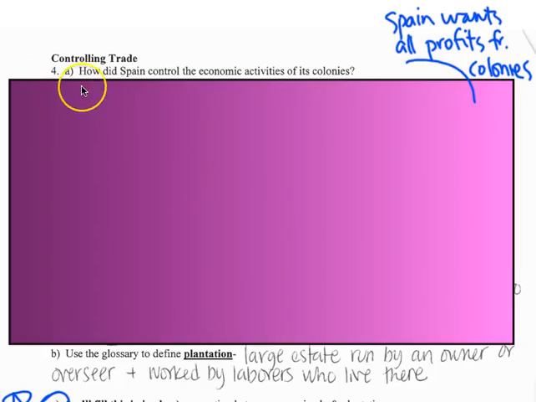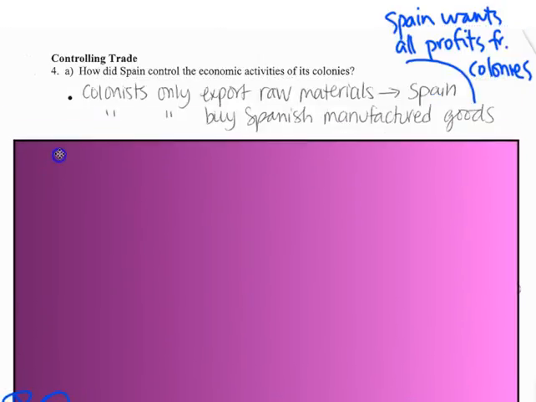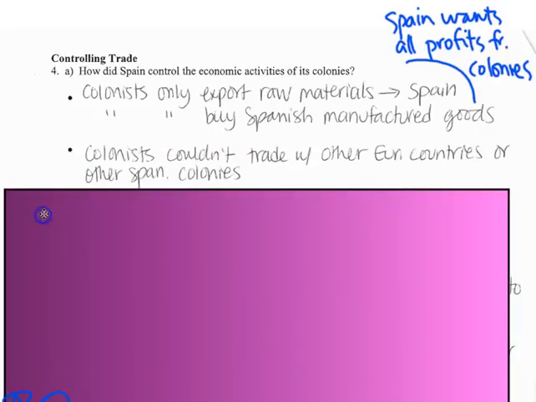All right, this is an important part here. How did Spain control the economic activities of the colonies? Spain sends all these people to the colonies and spends money and resources and wants to get that money and resources back and make a profit as well. So they are very restrictive. When you're in these colonies, you can only export raw materials to Spain. Those are materials that you find in the colonies. You can only buy Spanish manufactured goods, and you can't trade with other European countries or even other Spanish colonies.